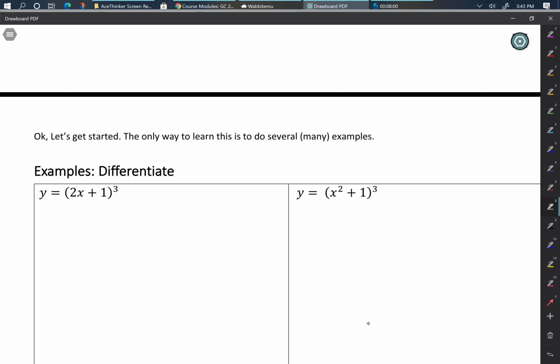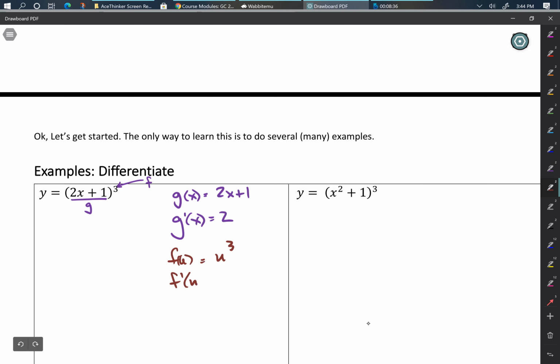Our job is to take the derivative of every single one of these functions. So here I have a function, y is equal to the quantity 2x plus 1 raised to the third. So I'm looking at this and I'm seeing a composite function. Here's the inside piece, that's the g. There's the outside piece, that's the f. So my g of x is 2x plus 1, which means that g prime is 2. Okay? My f of u is u cubed. So then f prime of u is 3u squared.